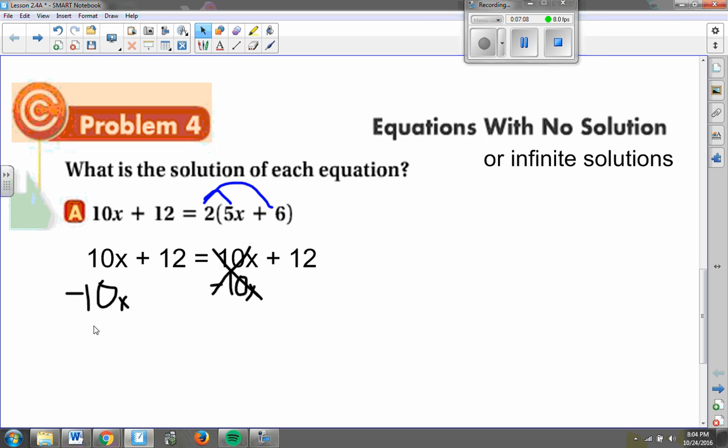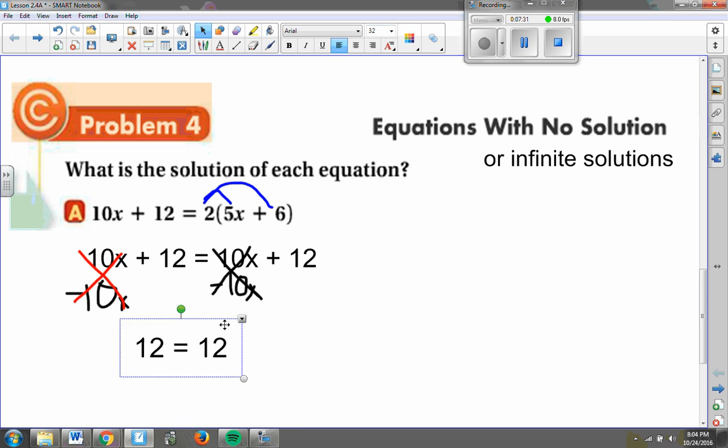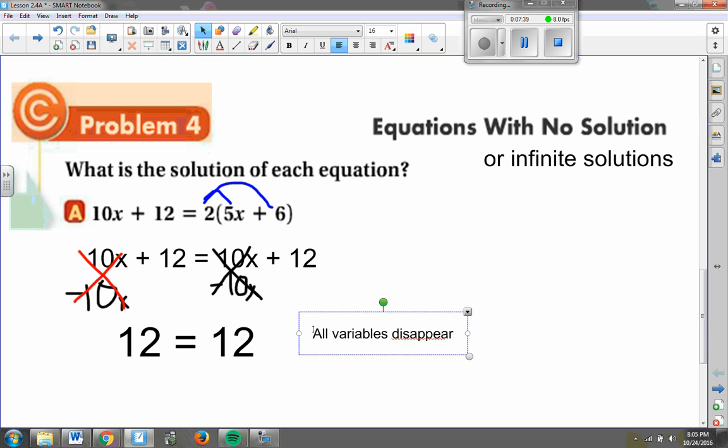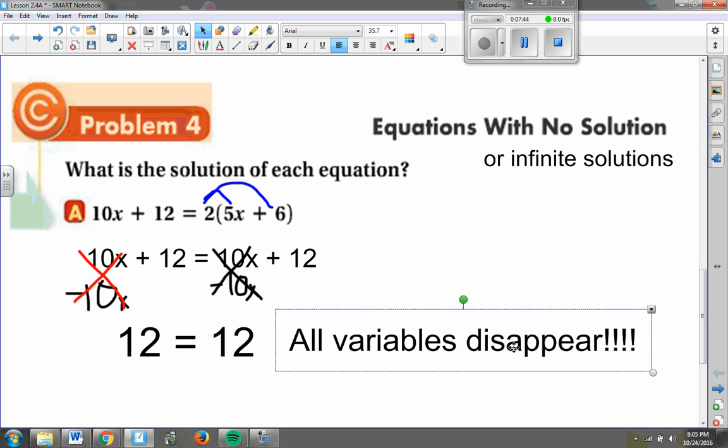Now what we have to notice is that on this side as well, 10x minus 10x means all of my x's are gone, right? So my x's actually canceled on this side as well. So what's left over here? Just a 12. And what's left on the other side once we cancel out these 10x's? Well, there's just a 12 over there as well. So my equation now says 12 equals 12, right? So notice, all my variables disappeared. There are no more variables. The x's all went away. They all canceled out, okay?